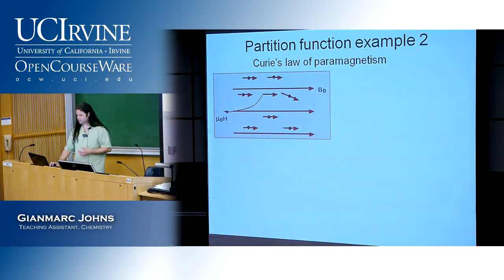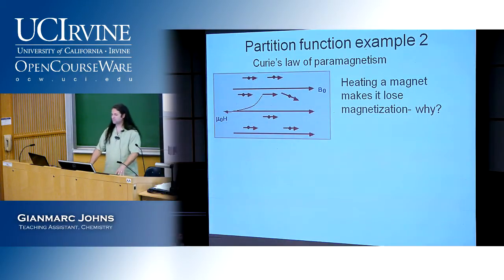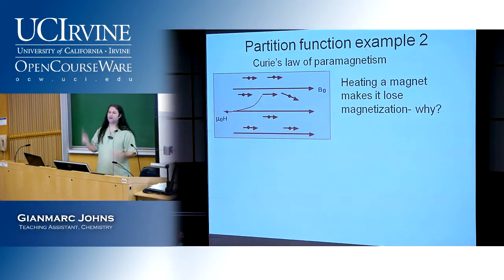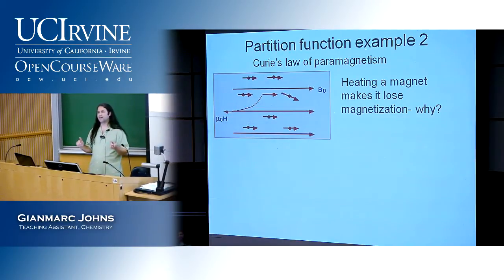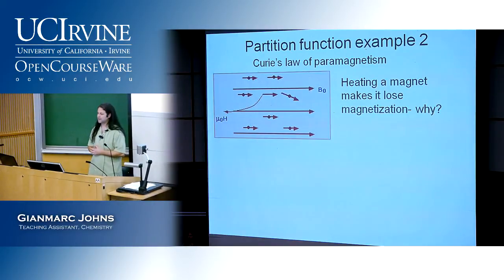All right, so now we'll do another example. This is a cool one. Let's say we're exposing some paramagnetic substance to a magnetic field, right? So you have all these magnetic dipoles that can point in any way, right? And when you put a magnetic field on it, they try to align with the magnetic field.